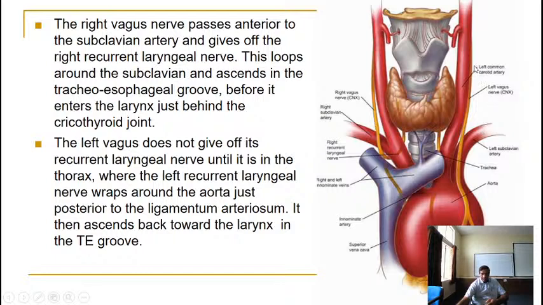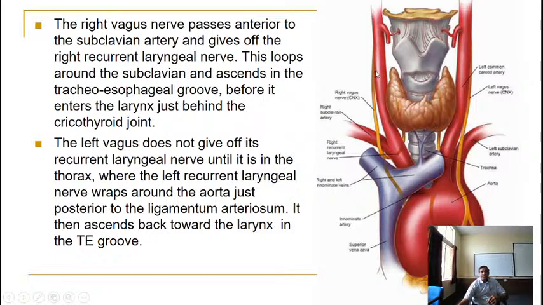So this is the recurrent laryngeal nerve, which hooks around the arch of the aorta on the left side, and comes back into the neck in the tracheoesophageal groove. Its important relation to the thyroid gland and its intimate connection with the inferior thyroid artery is important for us, because in thyroid surgeries this is the nerve which is likely to be jeopardized or likely to be injured.